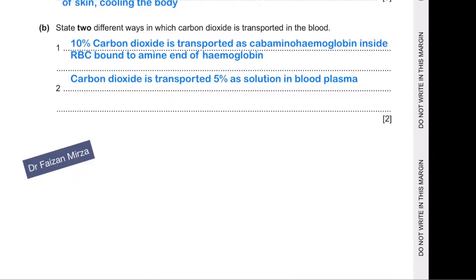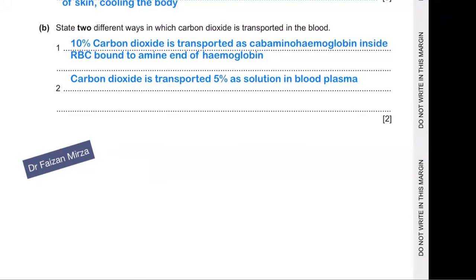State two different ways in which carbon dioxide is transported in blood. So we include 10% of carbon dioxide transported as carbaminohaemoglobin inside red blood cells, bound to the amine group of haemoglobin, and carbon dioxide is transported 5% in solution in plasma. We can go for the bicarbonate ion as well, mentioning the percentages and all.